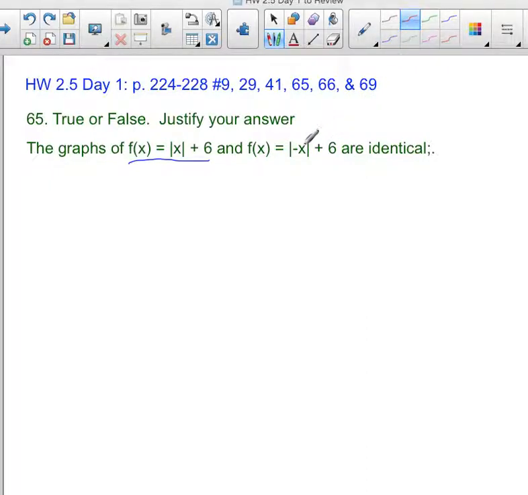The only thing that's different between these two functions is that in the second function, x is replaced with negative x. When we replace x with negative x, that means we're going to reflect the first graph in the y-axis. Reflection in the y-axis. So the second graph, the absolute value of negative x plus 6, is a reflection of the first graph, f of x equals the absolute value of x plus 6, in the y-axis.